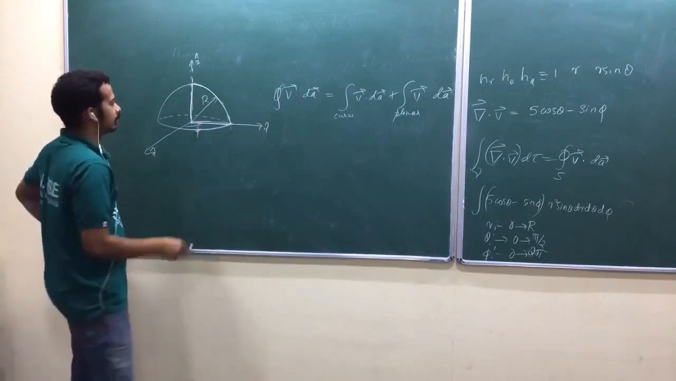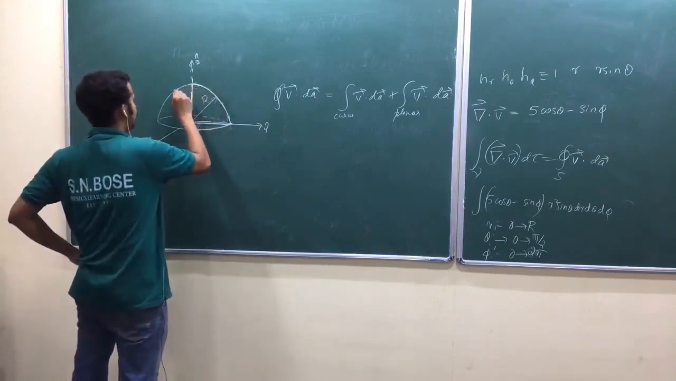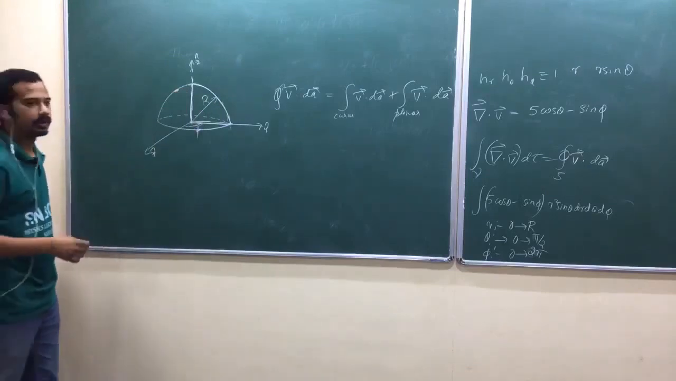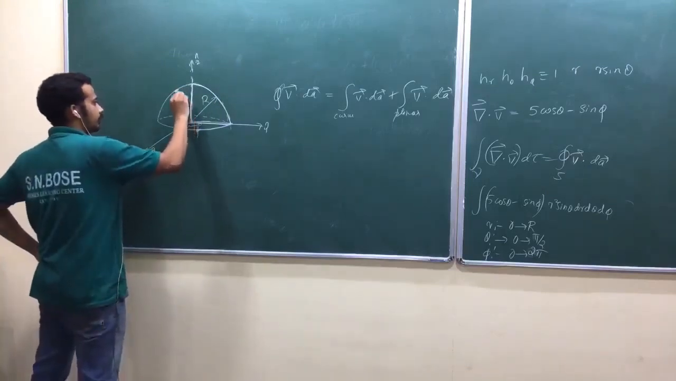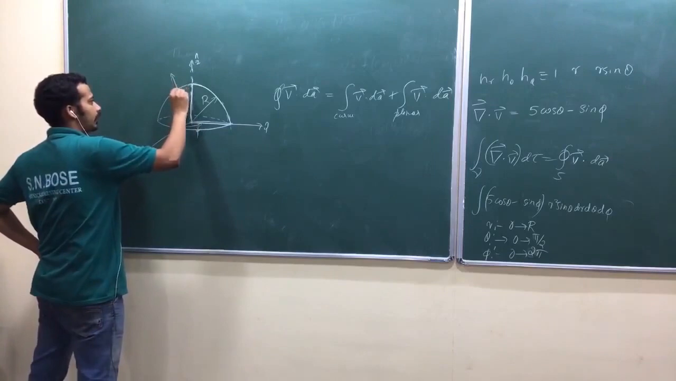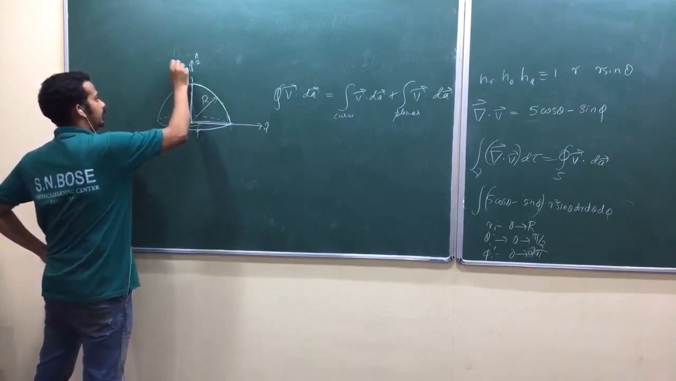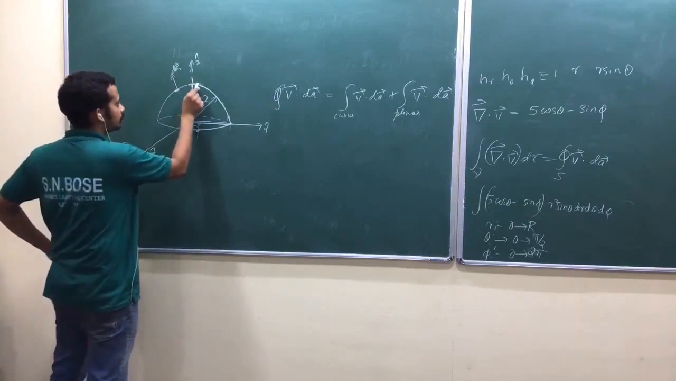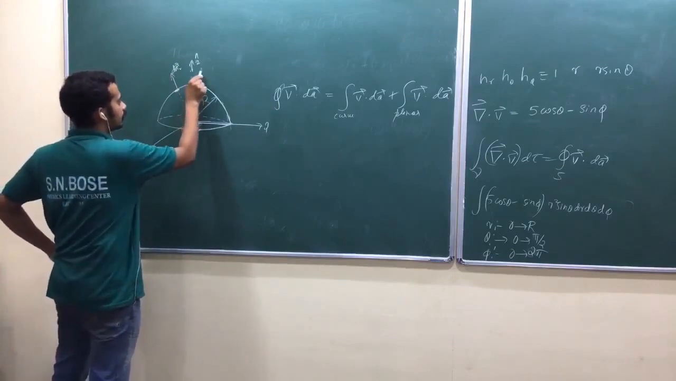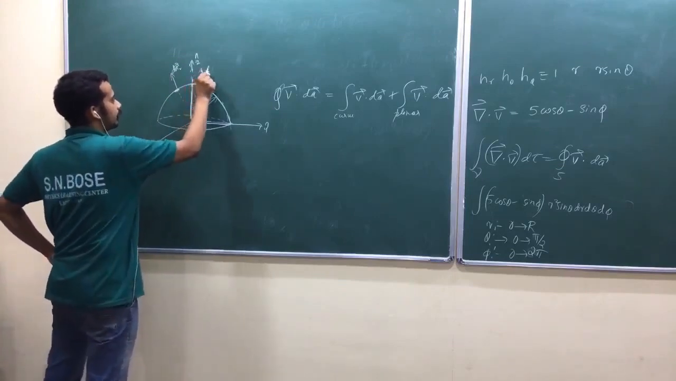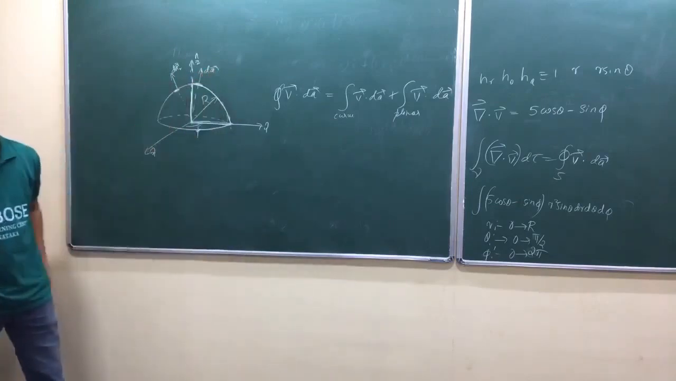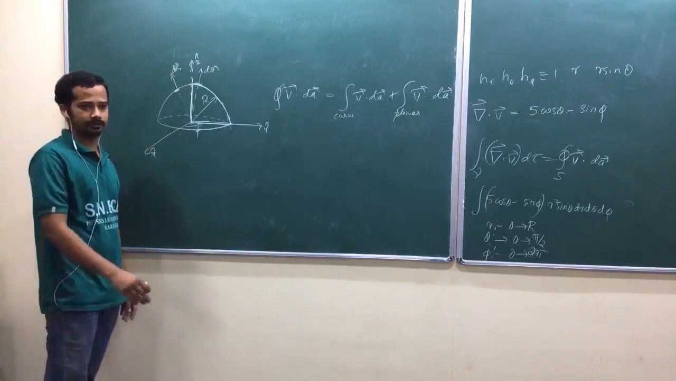In that curved part, if you take any patch of area, what is the area vector direction? r cap, am I right? dA vector will be along r cap. So take the area vector on the surface. Always it should be outward from that region, isn't it? Are you getting my point? The area vector should be outward from the region and perpendicular to the surface.